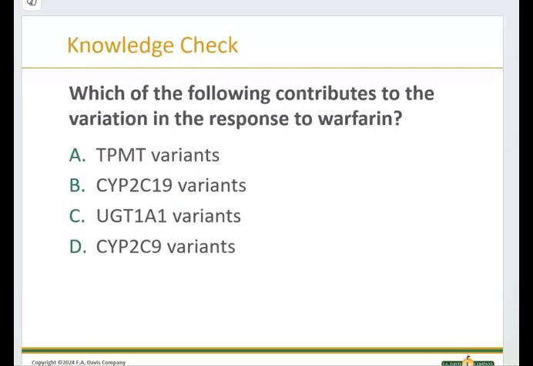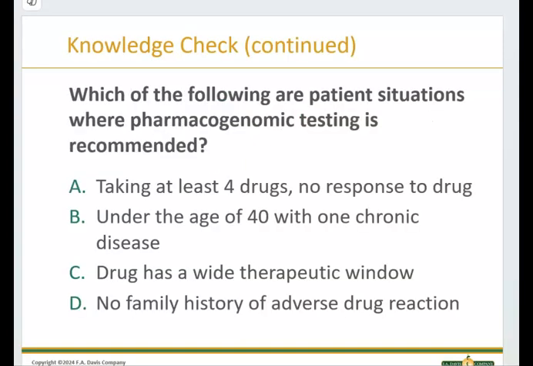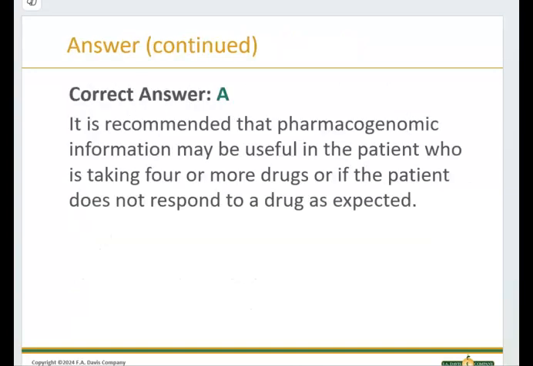All right, our knowledge checks time. Which of the following contributes to the variation in warfarin? So that's our CYP2C9. Which of the following are patient situations where pharmacogenomic testing is recommended? And that would be A. If they're taking 4 or more drugs or they're not responding the way we expect them to.